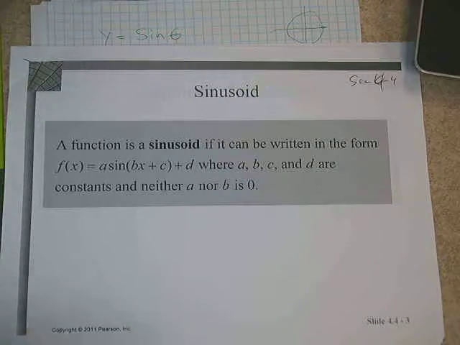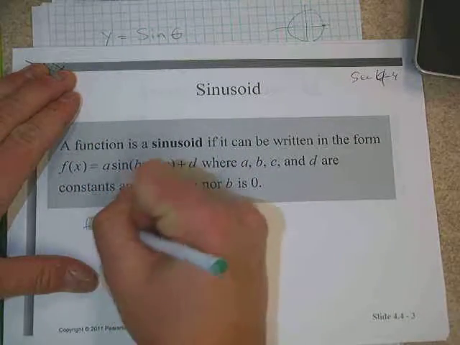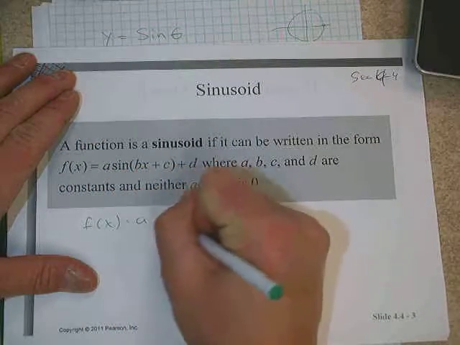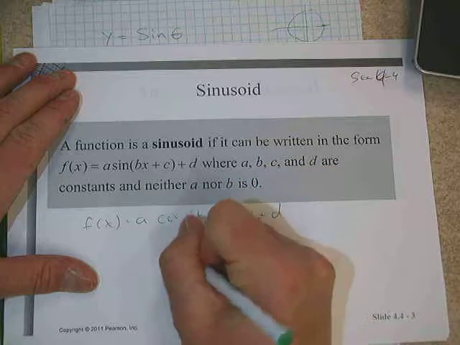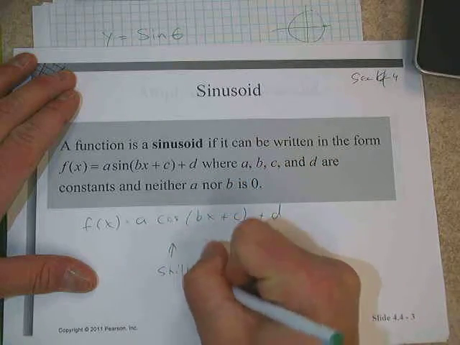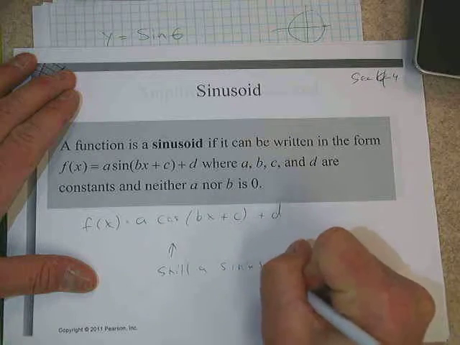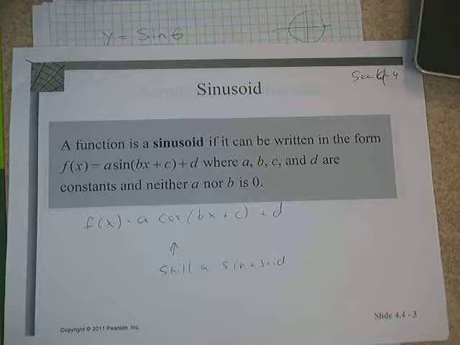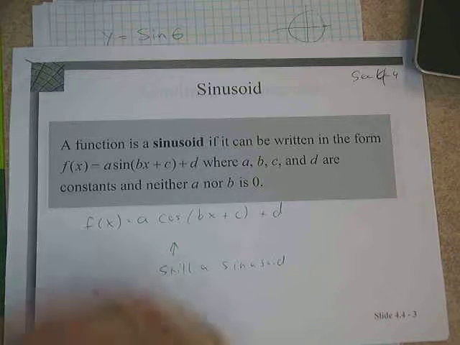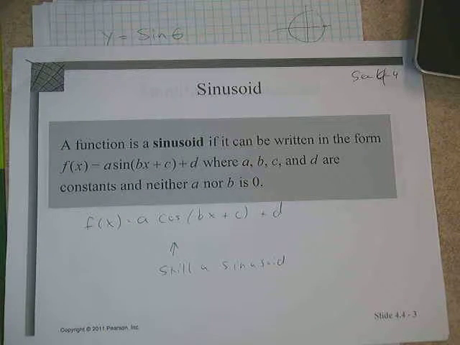Now, I want to add something to that though. Okay? If it's of the form a cosine bx plus c plus d, this is still a sinusoid. Okay? There's no such thing as a cosinusoid. Fair enough? Okay? So either one of those, if it's written in any form of sine or cosine, then we call that kind of curve a sinusoid. Okay? It could be sine, it could be cosine. Either one qualifies as a sinusoid. Okay?